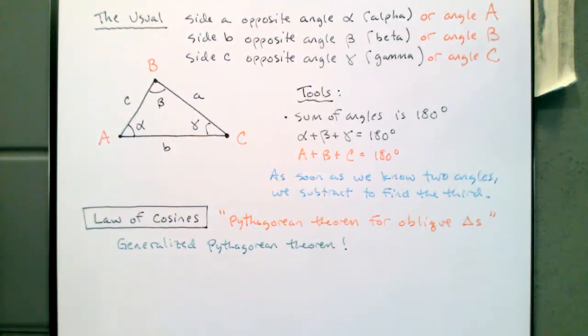I just saw the auto captioning. The law of cosines is the generalized Pythagorean theorem. No, it doesn't know what Pythagorean is.